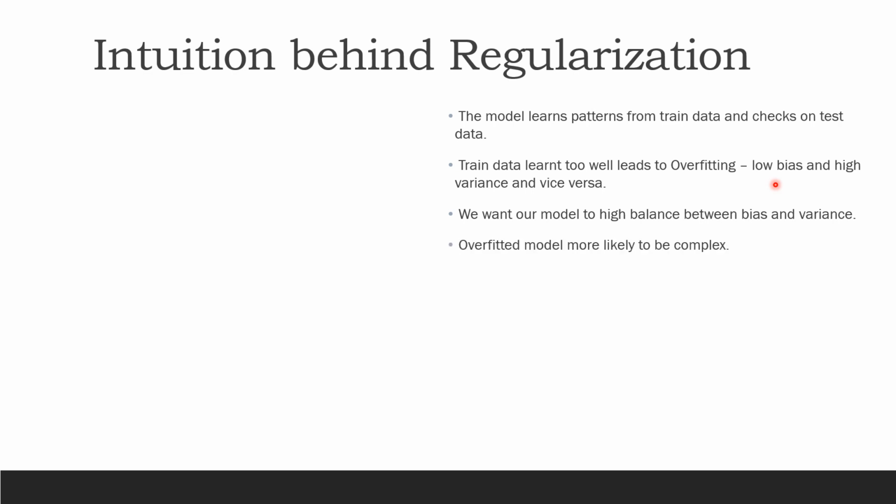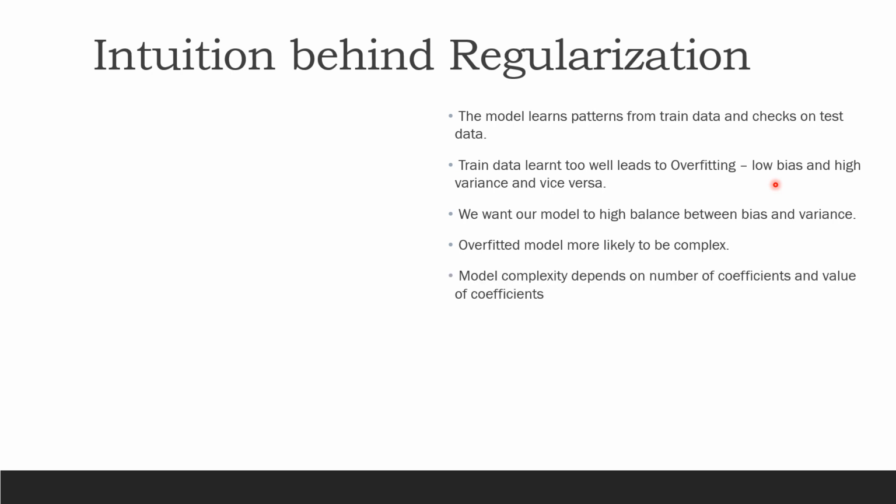If we get an overfitted model which learns the training data too well, it is more likely to be complex because it will try to cover every aspect. It will try to give equal importance to every feature in the entire data set, and it will be a complex model which will not be easy to interpret or explain to the business or the end user.